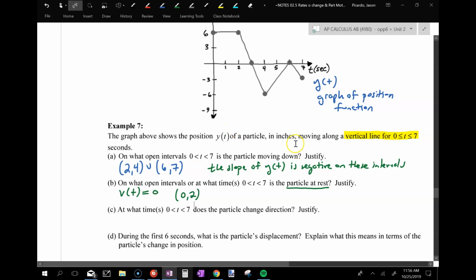Now, I know that we're really anxious to say, well, Picardo, that's a turning point. Picardo, that's a turning point. But remember, are derivatives existing at sharp points? No, right? So this is not differentiable at 4. This is not differentiable at 6. Okay? So it is not at rest at those points, which is weird, isn't it?